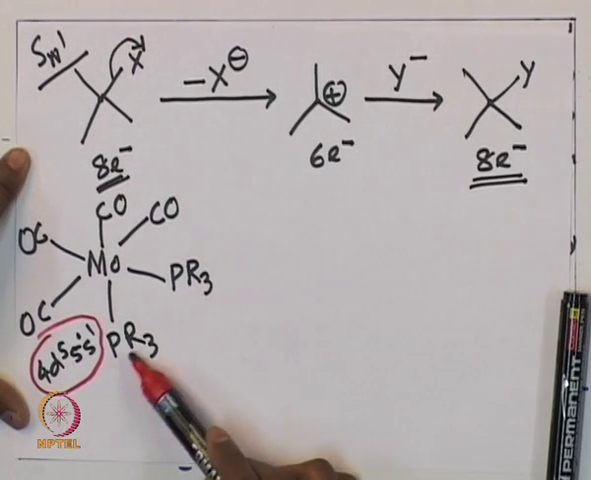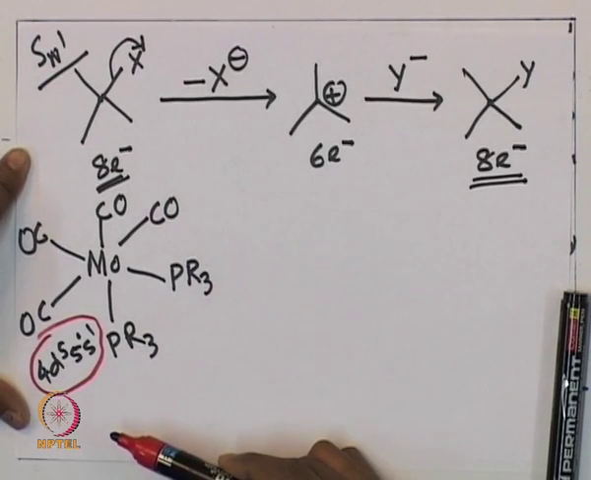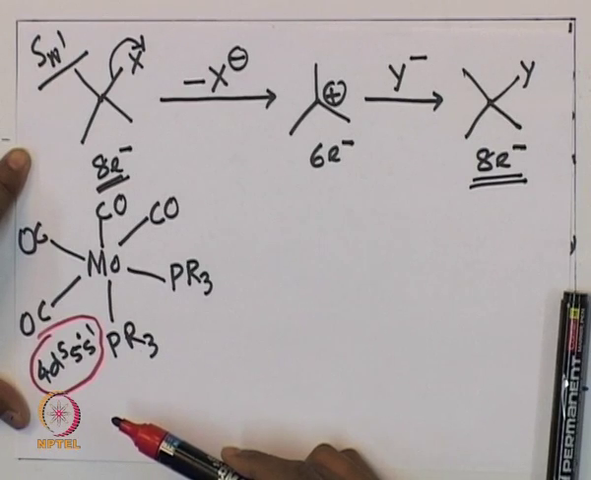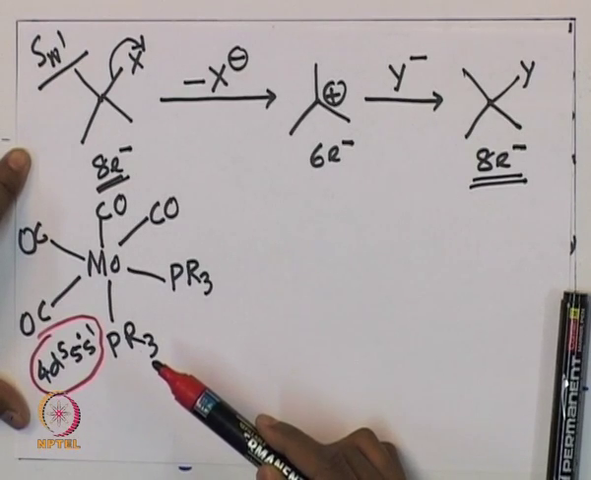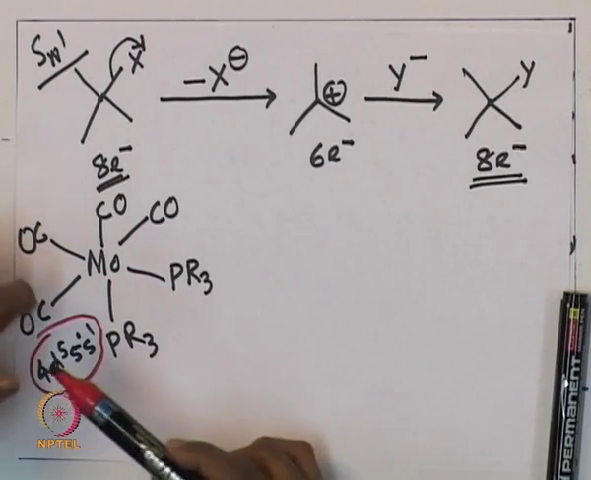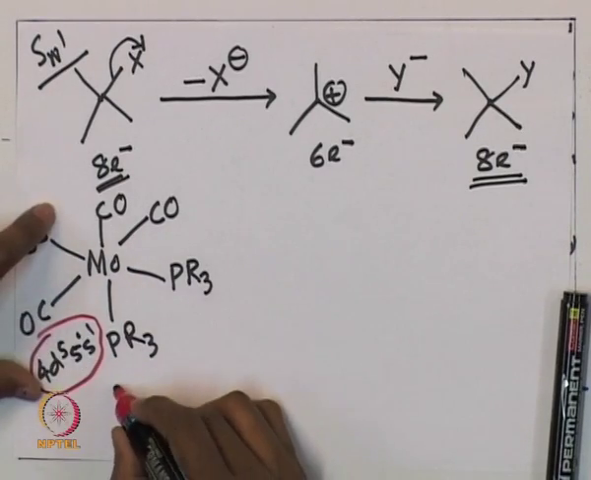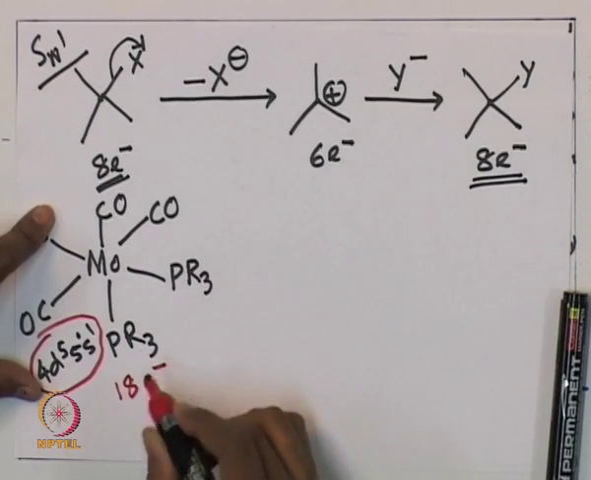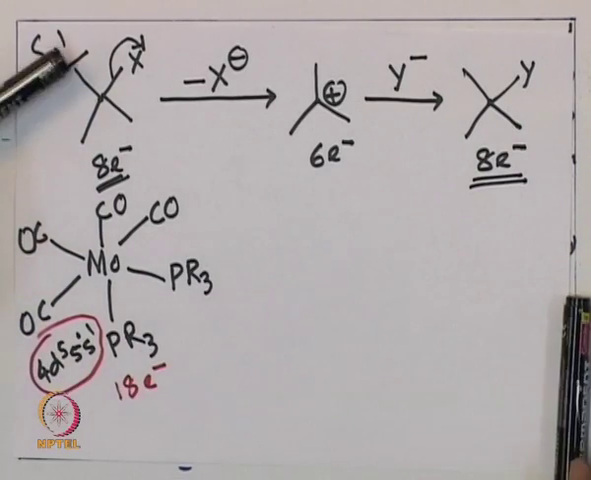5, 6. There are 6 ligands, each of them giving 2 electrons. So, 6 times 2 is 12 electrons, and 6 for the molybdenum. Once again, this is an 18 electron complex. So, I am writing that this is an 18 electron complex.